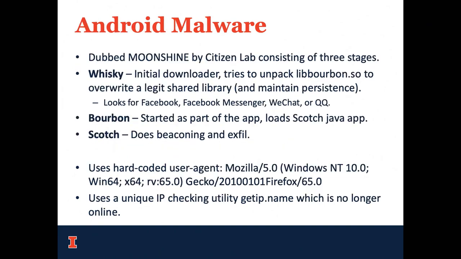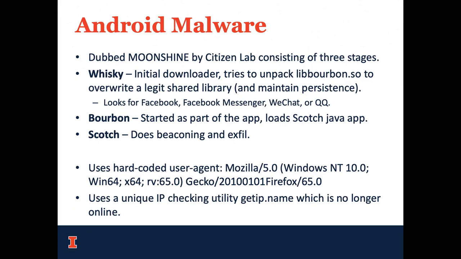The Android malware author apparently likes brown liquor. Whiskey, bourbon, and scotch are his monikers. The app was dubbed Moonshine by Citizen Lab. And those are the actual names the malware author gave to the stages of what their malware did. Whiskey was the initial downloader that tried to unpack libbourbon and overwrite a legitimate shared library to give it persistence. So it looked for Facebook, Messenger, WeChat, or QQ, and it would overwrite a specific shared library with libbourbon.